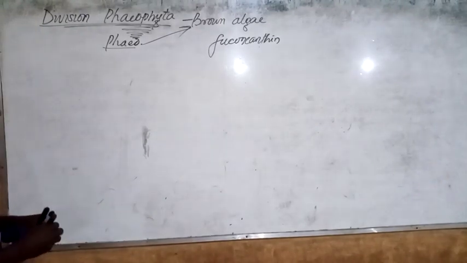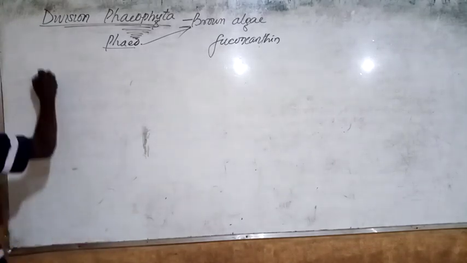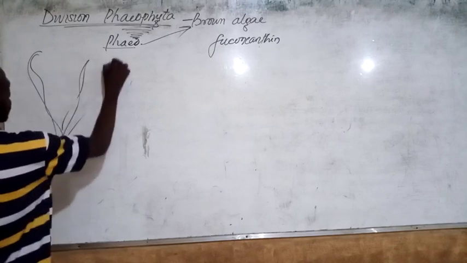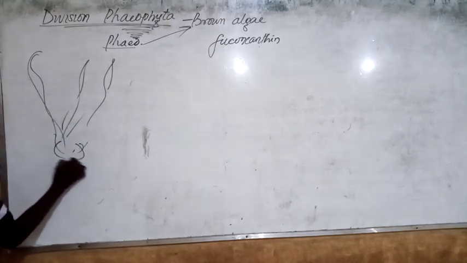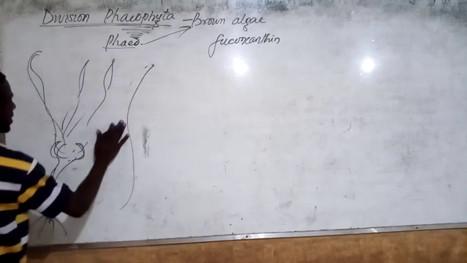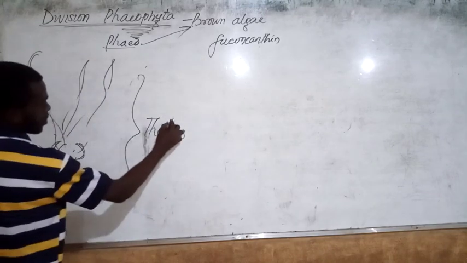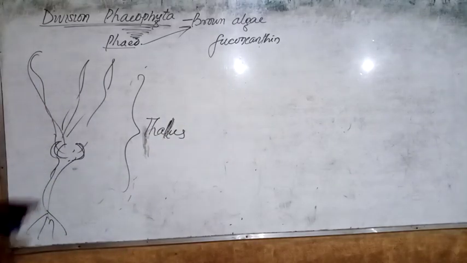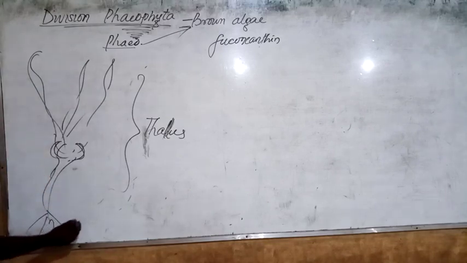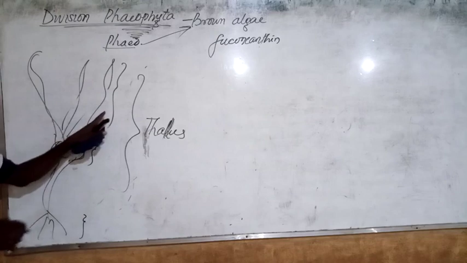Now, let's discuss their structure. Structurally, the entire plant body is called a thallus. Double L for thallus. Now, this thallus is divided into about three basic parts, and the three basic parts are the roots, this floating structure, and the leaf-like structure.